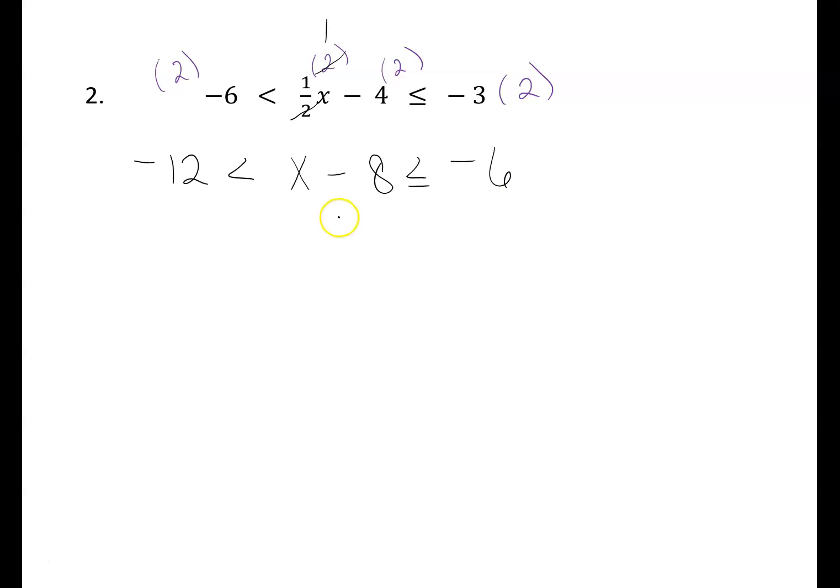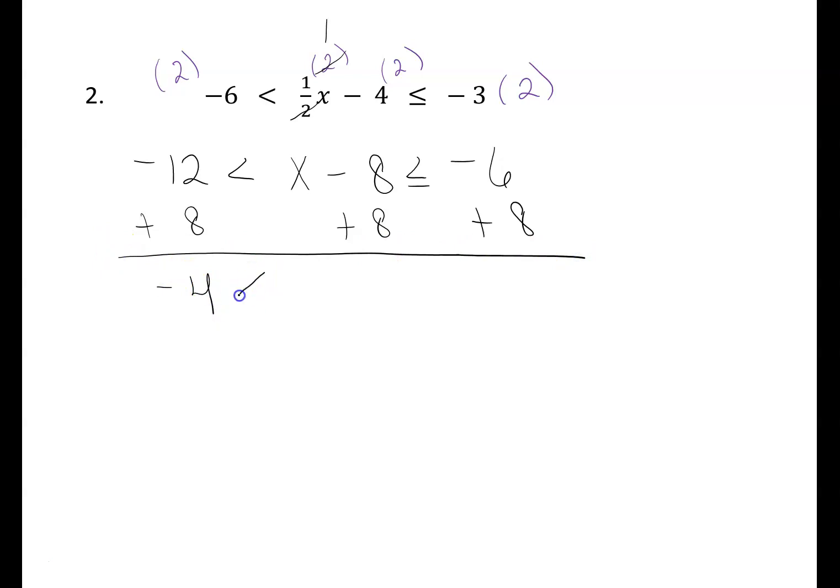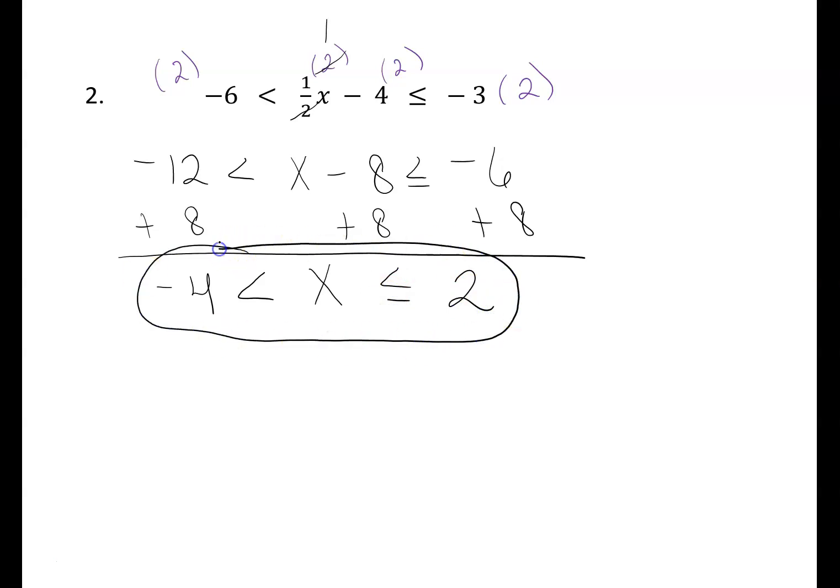Now to isolate the x, we need to add 8, in the middle, on the left, and on the right. So the left is negative 4, same symbol. Our x is by itself in the middle, and on the right we get a positive 2. So we have completed the solving, and certainly it is possible that you might get fractions on the left or the right side, and that's okay.